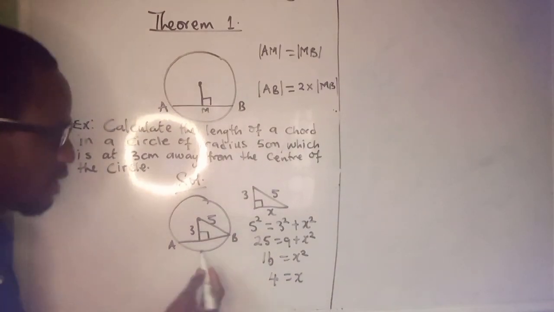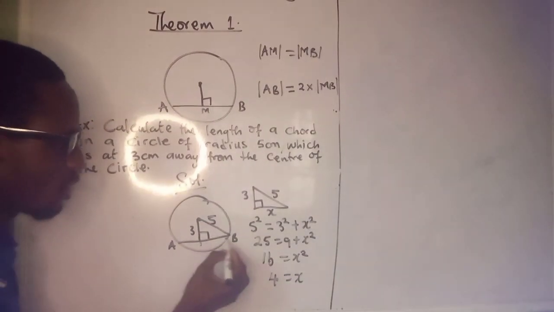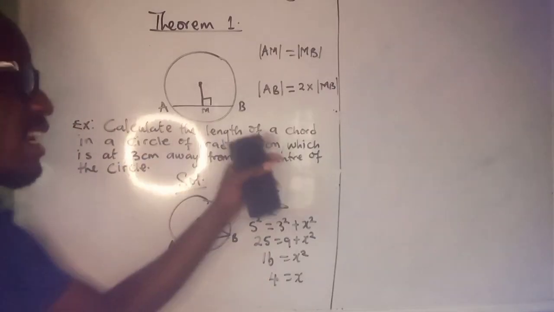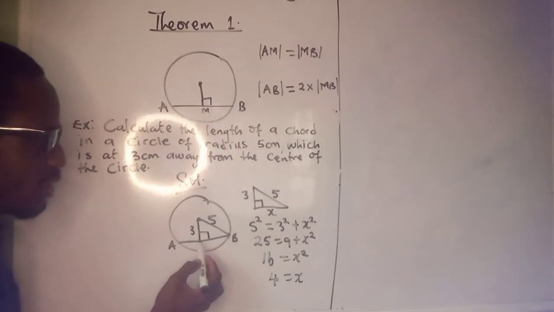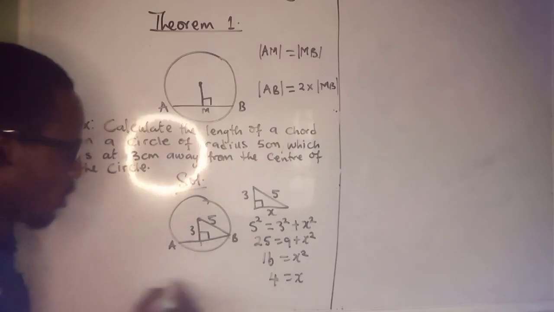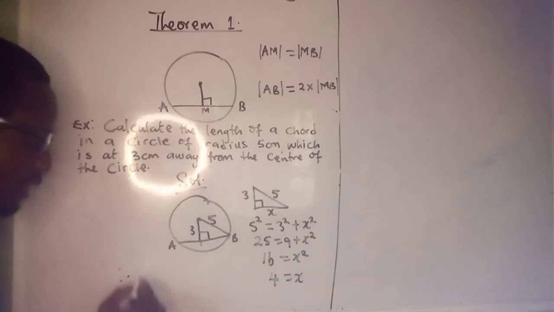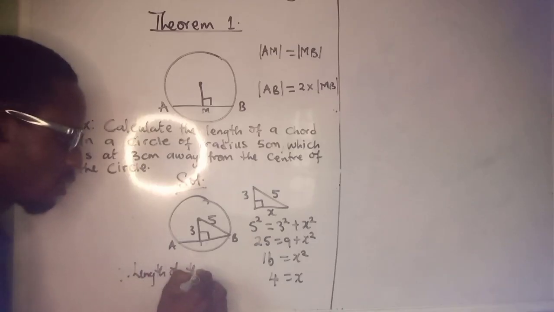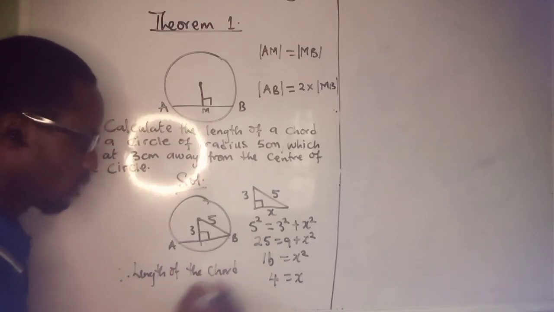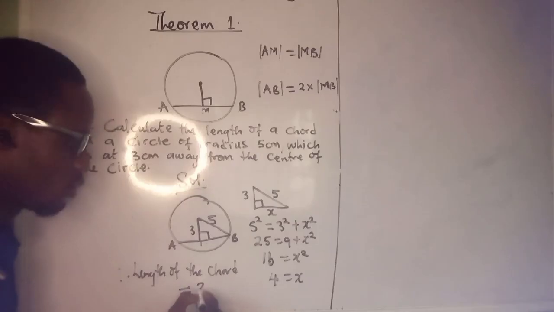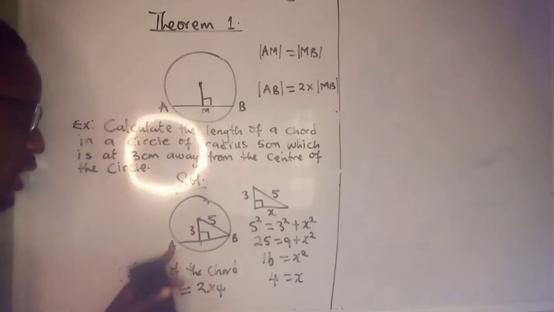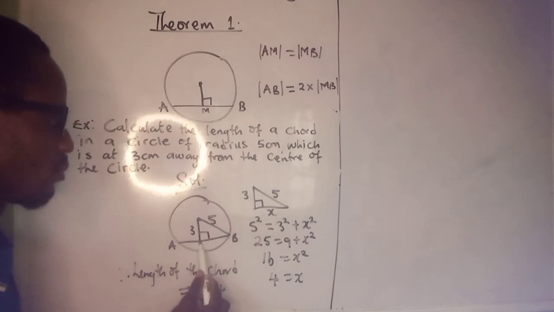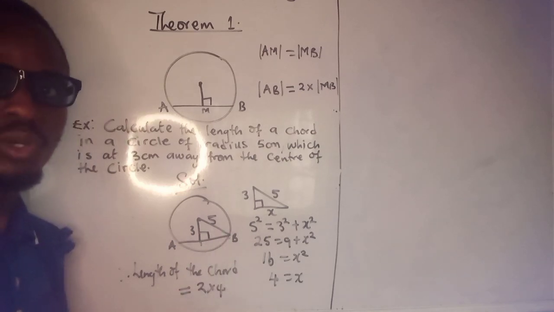Which means the distance from here to here is 4. Don't forget the question asked us to calculate the length of the chord. So the length of half of the chord is 4. Therefore, the length of the chord is equal to 2 times 4. Don't forget I told you the whole length of the chord is the same thing as 2 times the length from here to here, since it is 2 equal parts.